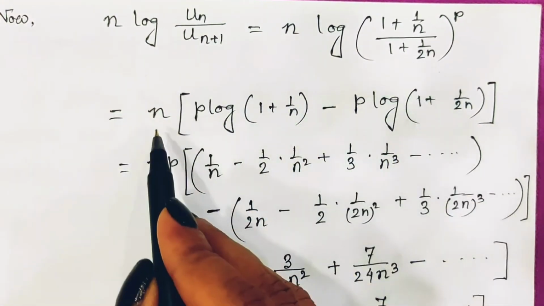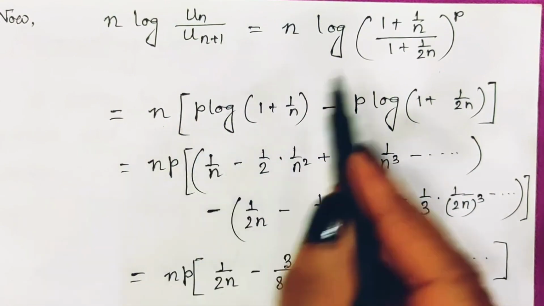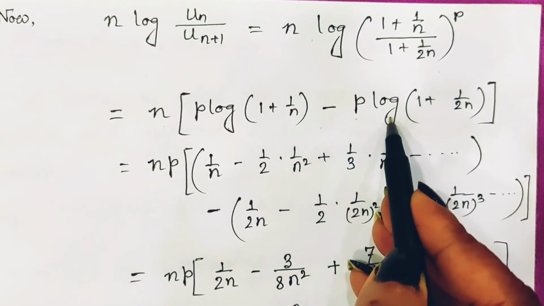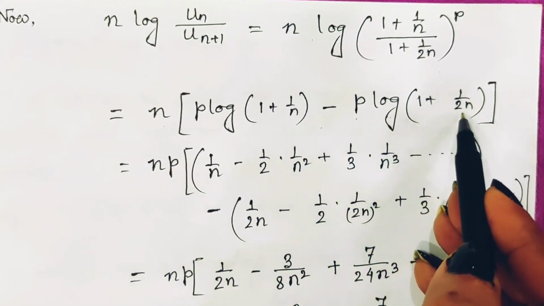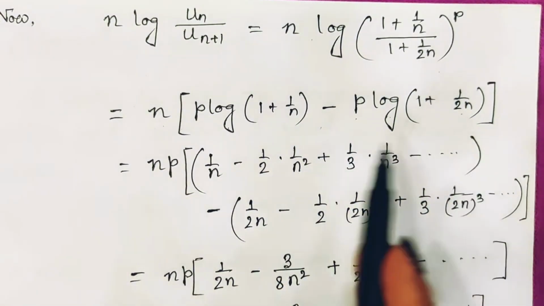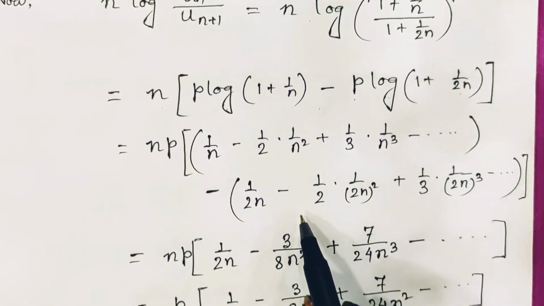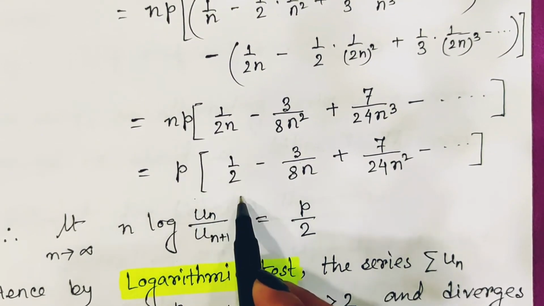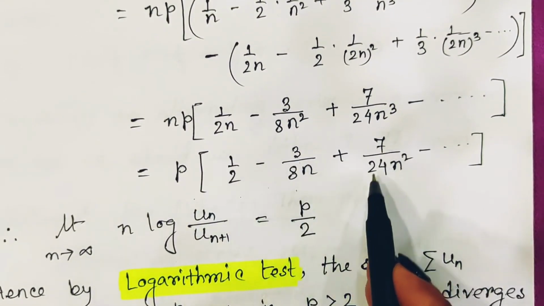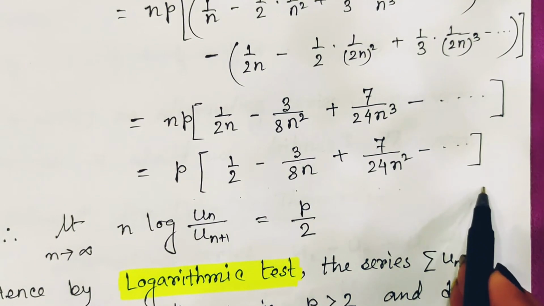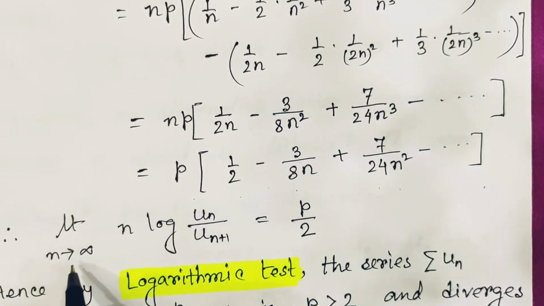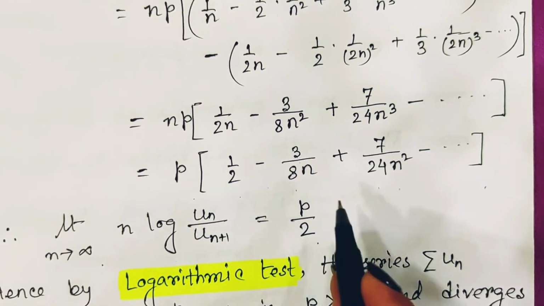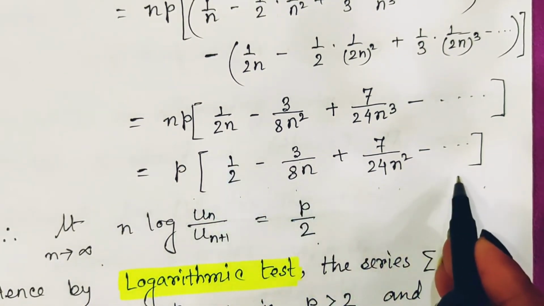So from here we will find n into p. This p will be coming first. So p log of 1 plus 1 by n minus p log of 1 plus 1 upon 2n. Now if we expand this log series, then after simplification, we will find this is equal to p into 1 by 2 minus 3 by 8n plus 7 by 24n square, like this. If we take the limit on both sides, when n tends to infinity, the limiting value is p by 2, because except this one, the rest of the terms are 0.